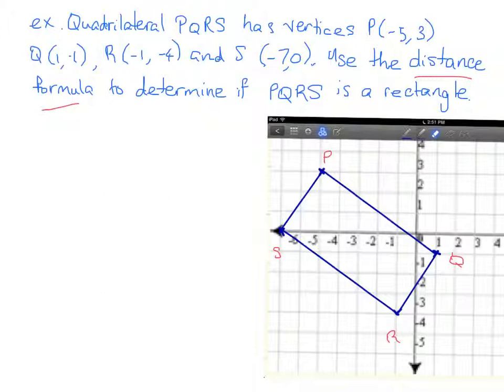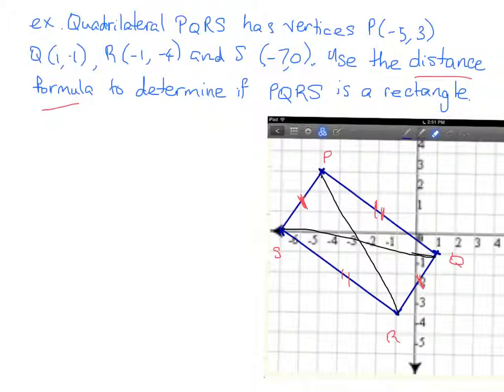So, a couple things we know about the lengths in a rectangle. We know that the opposite lengths have to be congruent to each other. So that has to be congruent to that, and this has to be congruent to this. We also know that the diagonals have to be congruent to each other. So if that's a diagonal here, and that's a diagonal here, both those diagonals have to be congruent to each other. So we're actually going to use the distance formula to figure out if these 3 pairs of lines are congruent to each other.